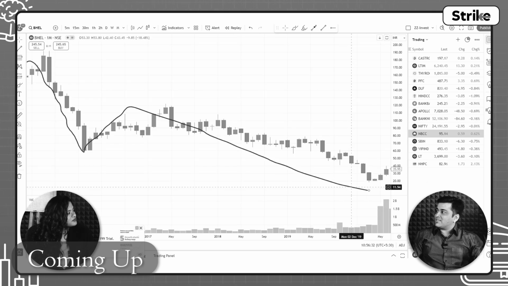Are you ready to lose 20,000 rupees? If the answer is yes, go ahead and buy 1,000 shares. If the answer is no, buy 500 shares.